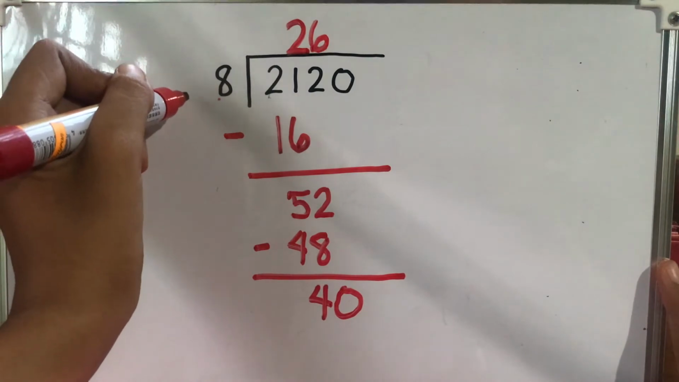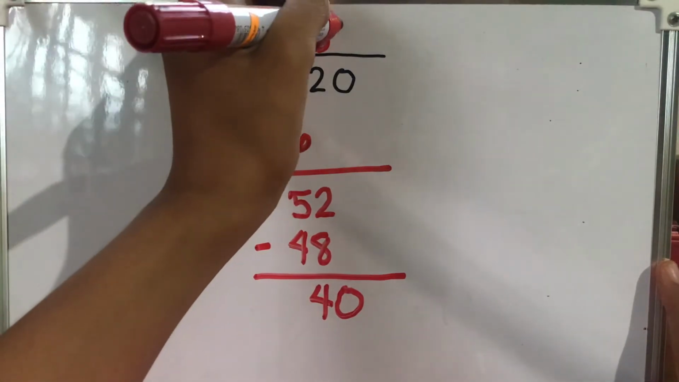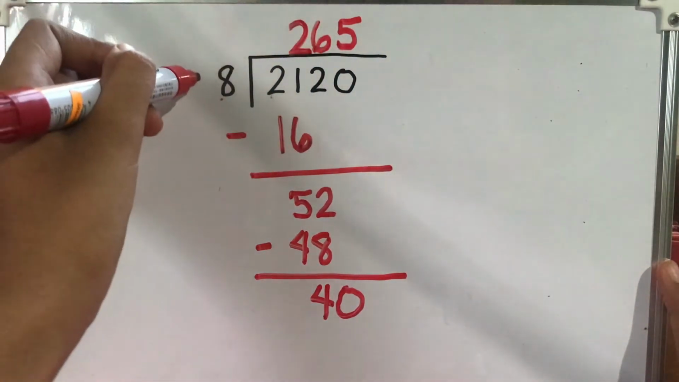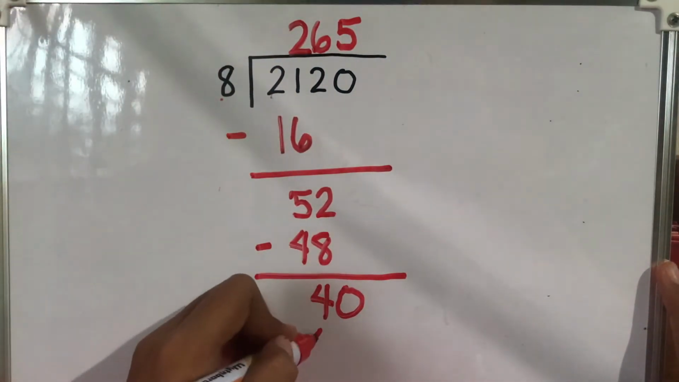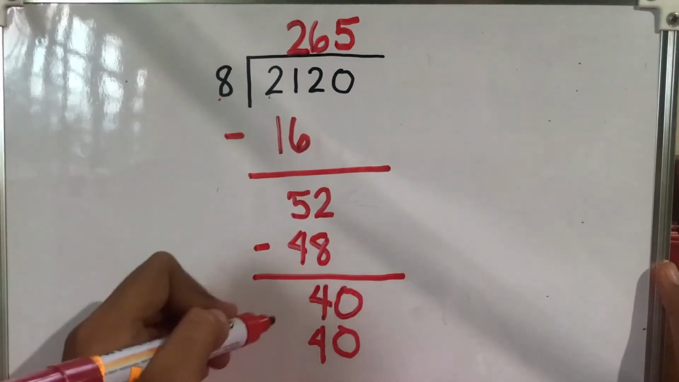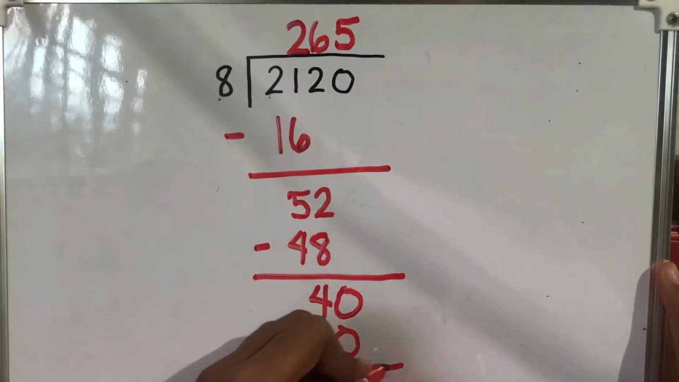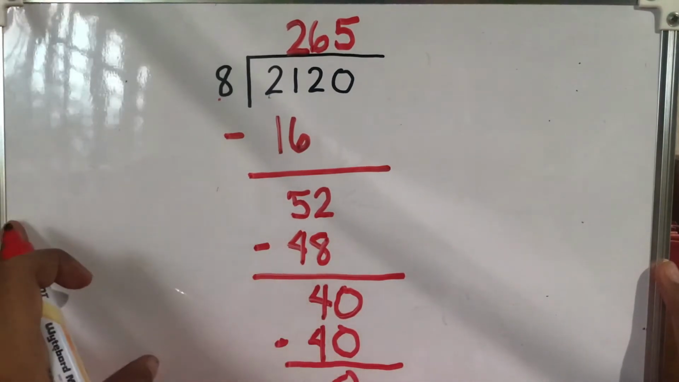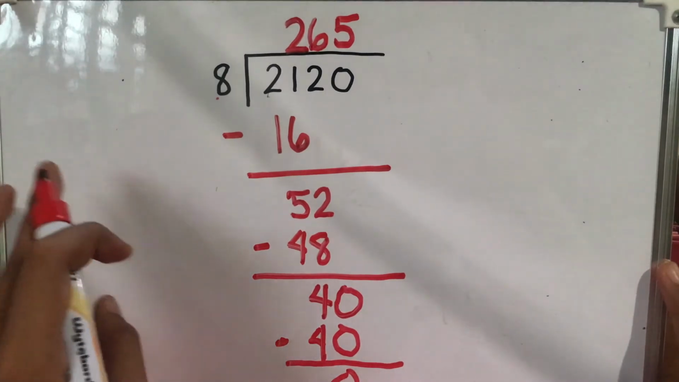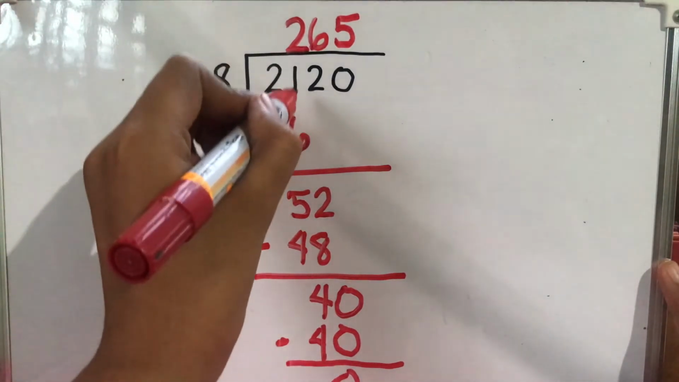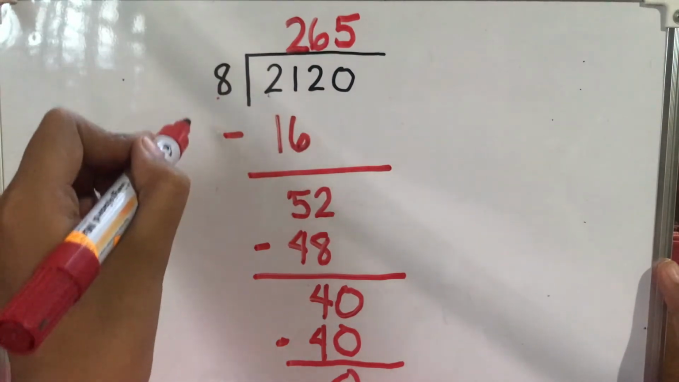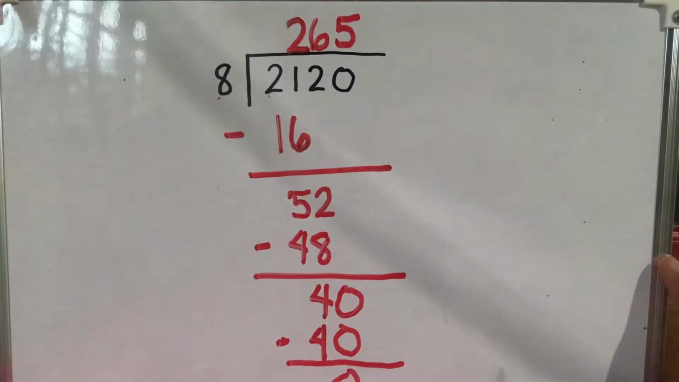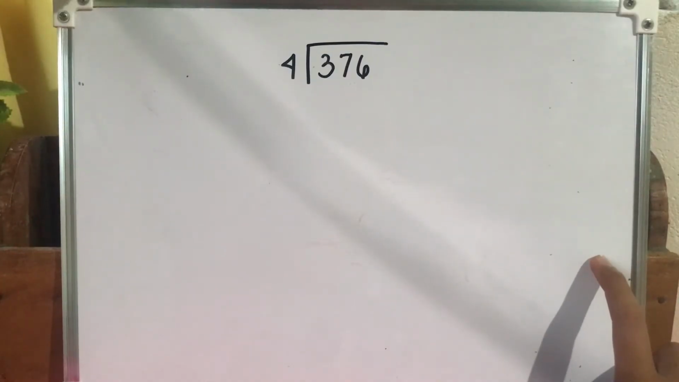And then bring down 0. 40 divided by 8 equals 5. And then 5 times 8 equals 40. And then we will subtract 40 minus 40 equals 0. So, we can then conclude that 2,120 divided by 8 equals 265. Alright, let us try another example.